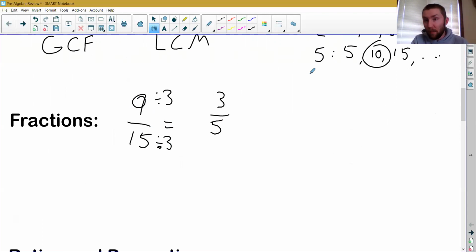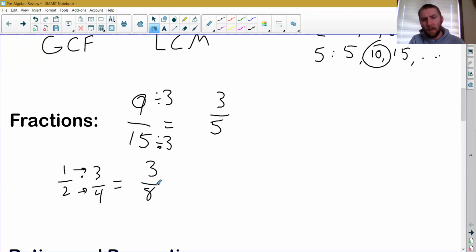We also then multiplied fractions, right? So we could multiply and divide fractions. 1/2 multiplied by 3/4. Remember, when we multiply, we just go straight across the top and bottom. We don't have to worry about common denominators when we multiply. That'd be 3/8.